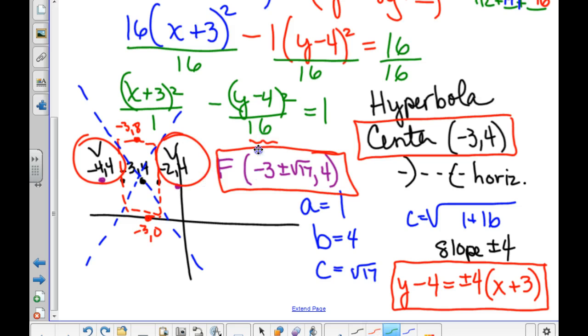All right, final graph would look like that. I did a really crummy job. I didn't even hit the rectangle on that one.